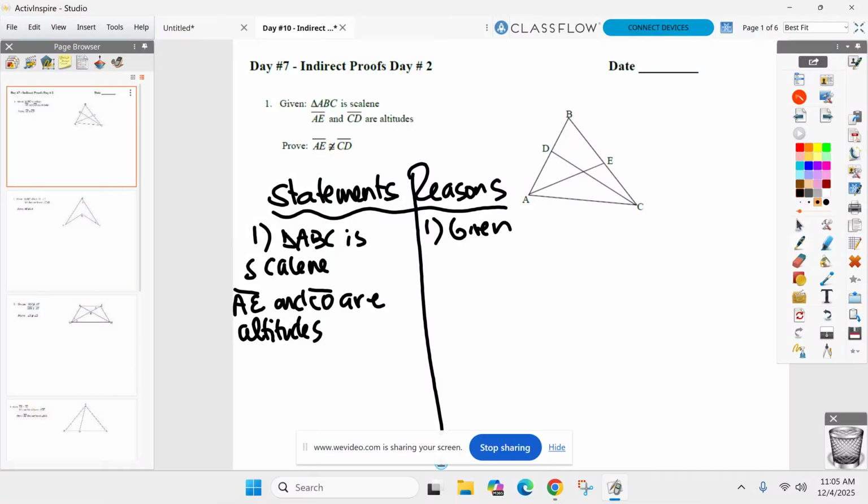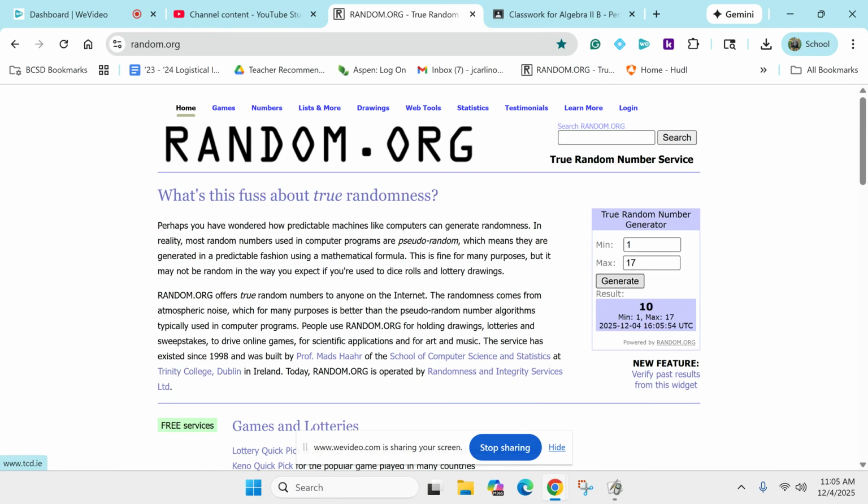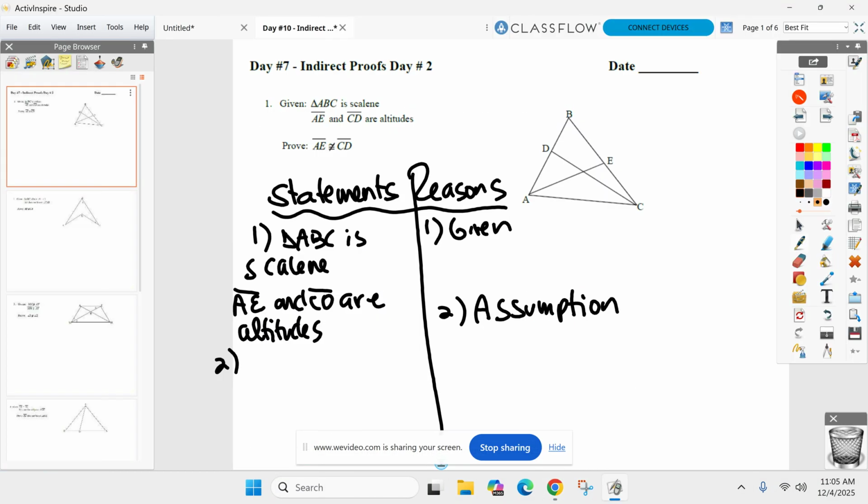All right, after the givens, now we have an assumption. What are we going to assume about my diagram? What are we going to assume is true about this diagram? And then we'll talk about where you got it from. Sophia, what's my assumption here?